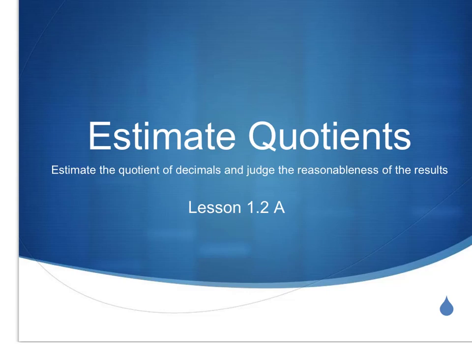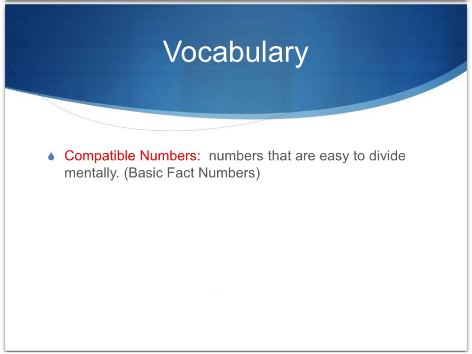Hello, this is Mr. Flatness, and today we're going to be estimating quotients. We're also going to be looking at our estimates and judging to see if our answer is reasonable. There's one vocabulary word that I would like you to put down in your notebooks right now, and that is compatible numbers. And also to write down its definition as well.